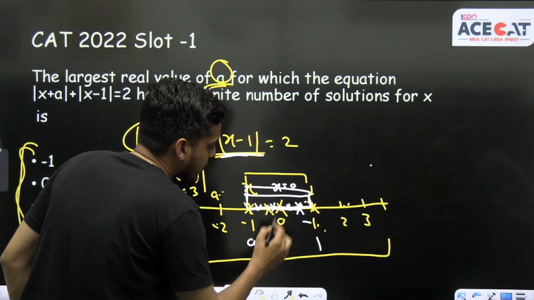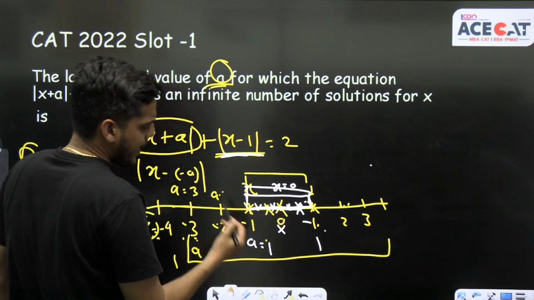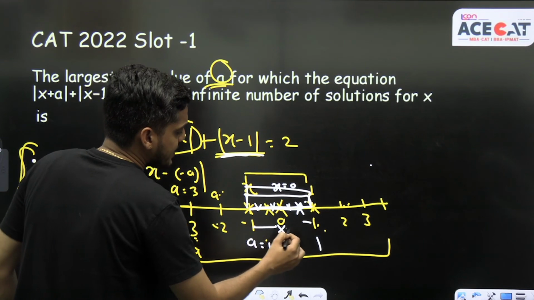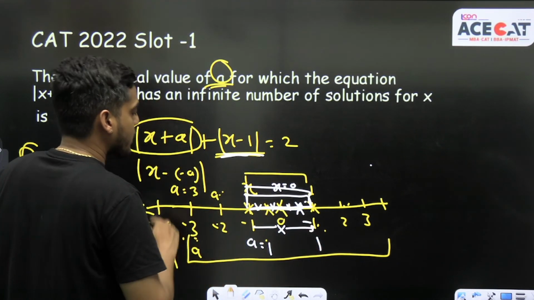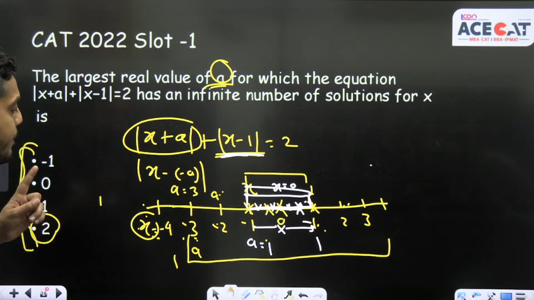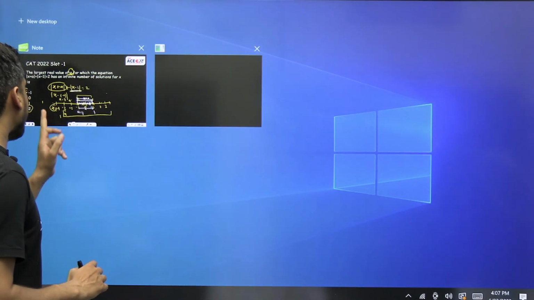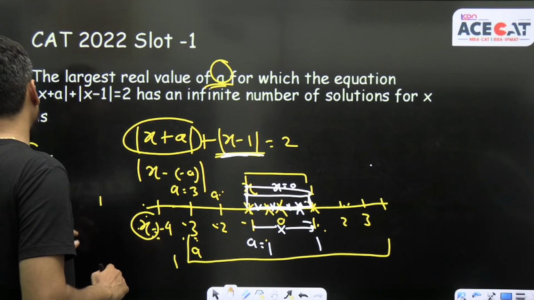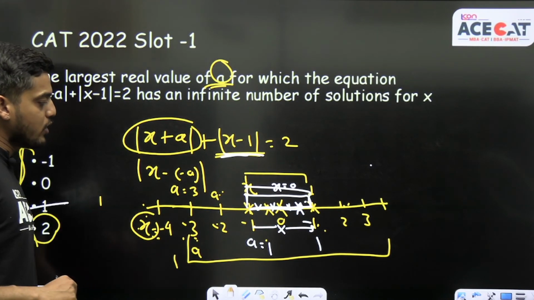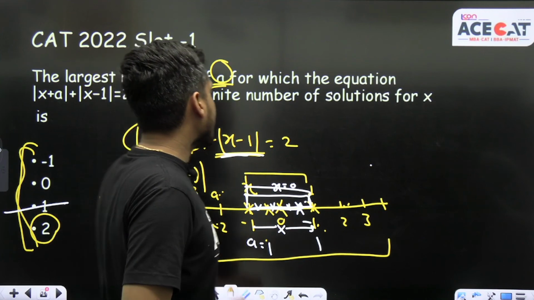Are you getting my point? If I take x here, beta, the sum of the distances will remain 2 only. So that's why, guys, the maximum possible value for a will be equal to 1 only. So 1 is the correct answer for this question.